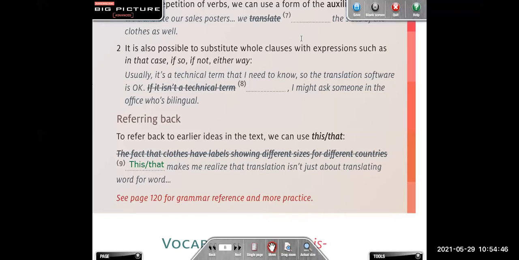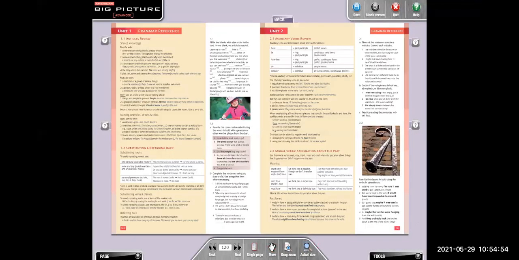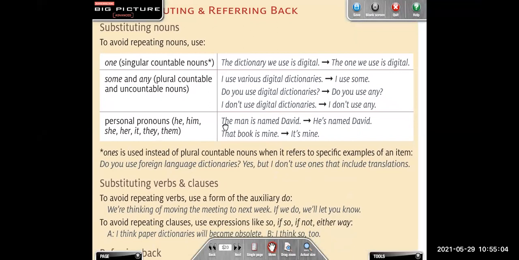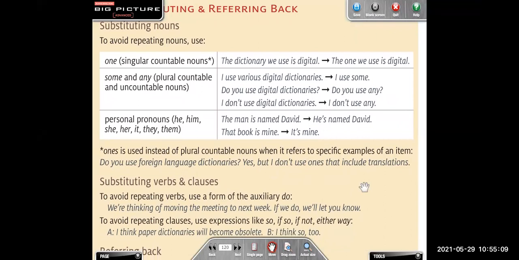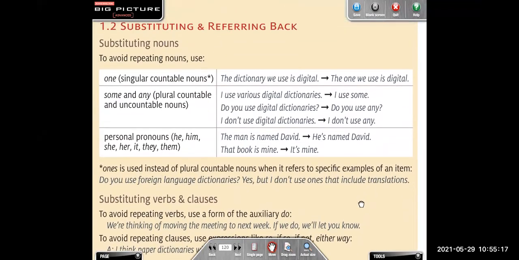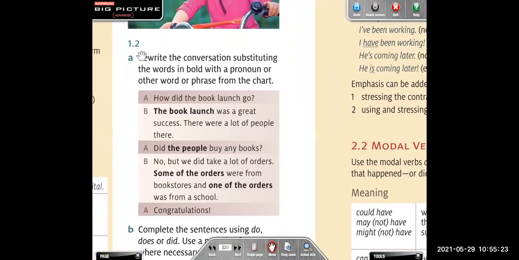Okay, so let's practice a little bit this on page 120. Let's go to the grammar part on page 120. And here you have also the explanation. So I would like you to read this at home very carefully. And if you have questions, then you can ask. So here you have the whole explanation. But today we are going to do exercise number 1.2.